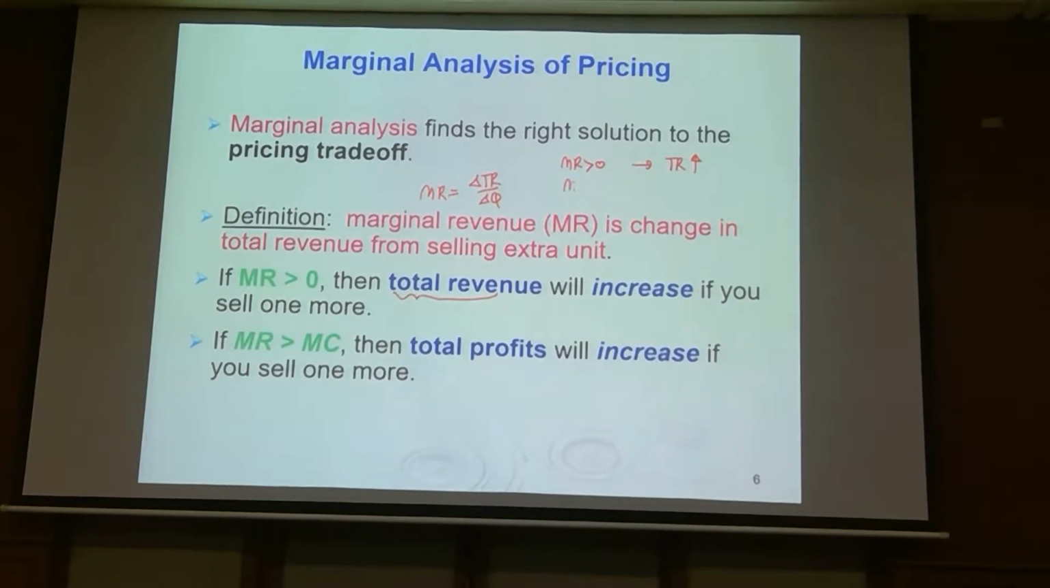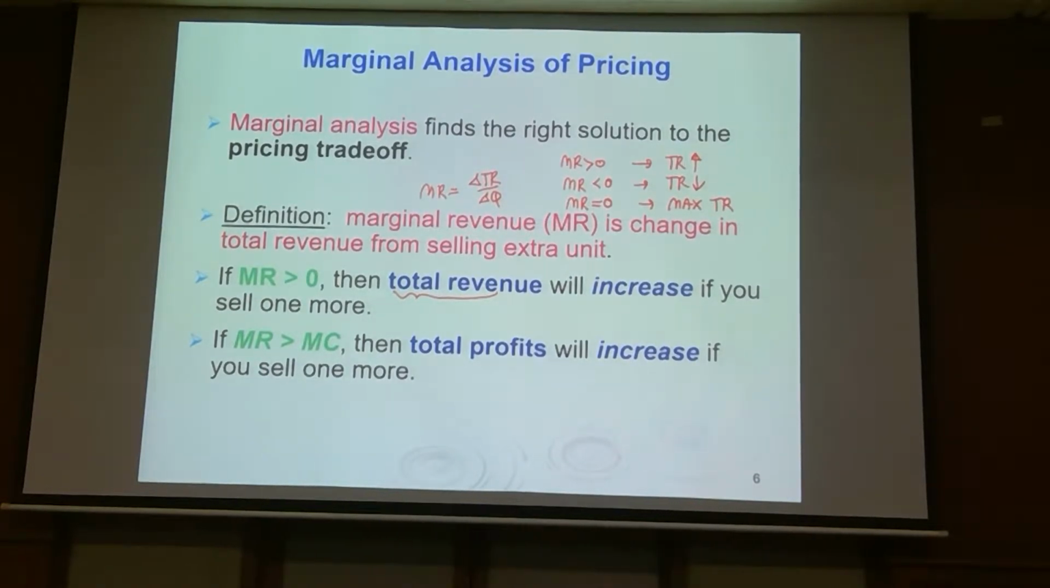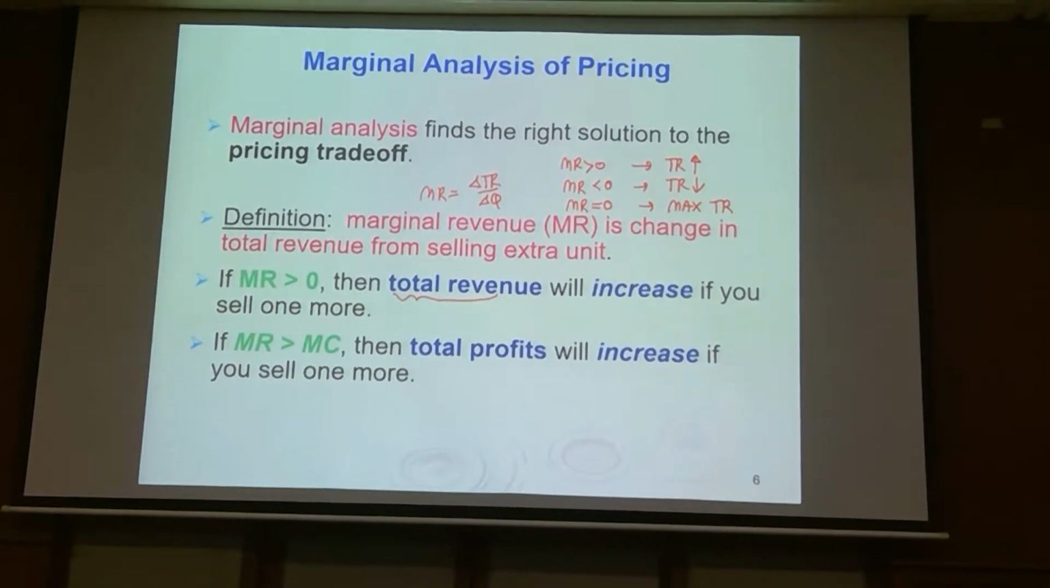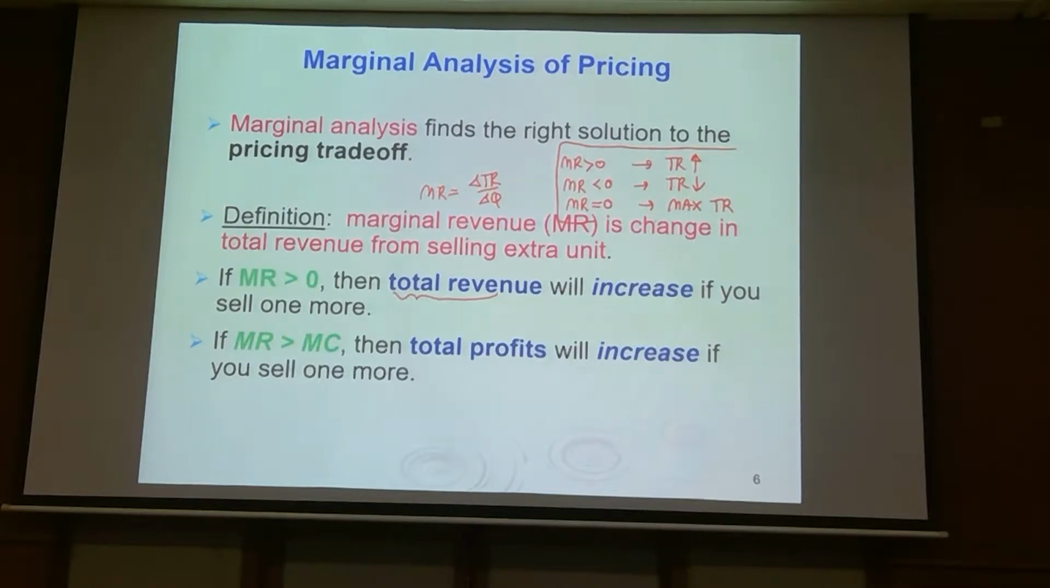But if you find that marginal revenue is less than zero, of course, when we sell an extra unit, you earn less extra revenue. Total revenue should fall in that case. So where you earn maximum revenue is where marginal revenue equals zero. That's where you earn maximum revenue. We're going to show the relationship through the graph later on. So that is the relationship between marginal revenue and total revenue.